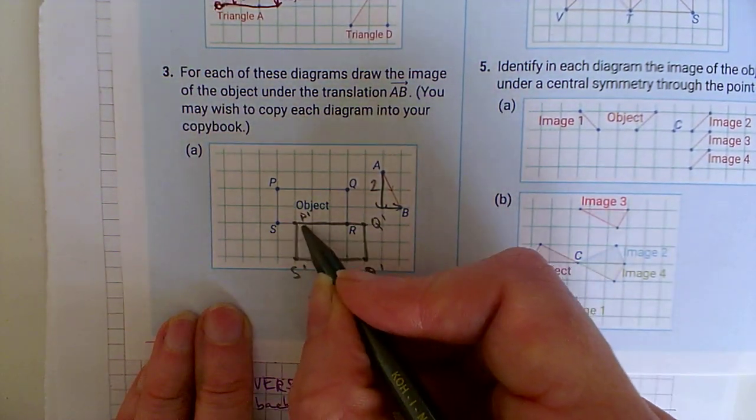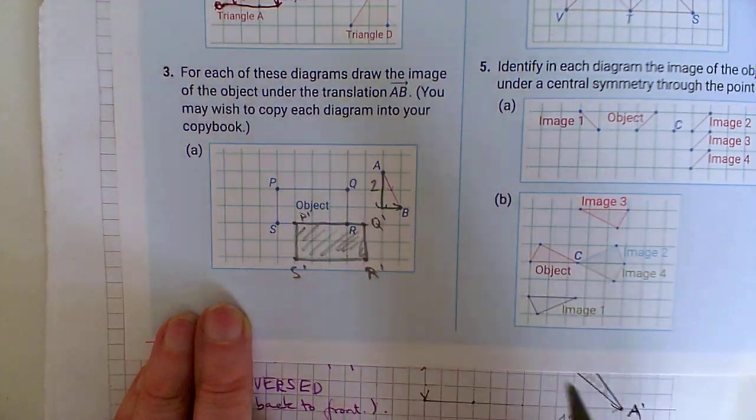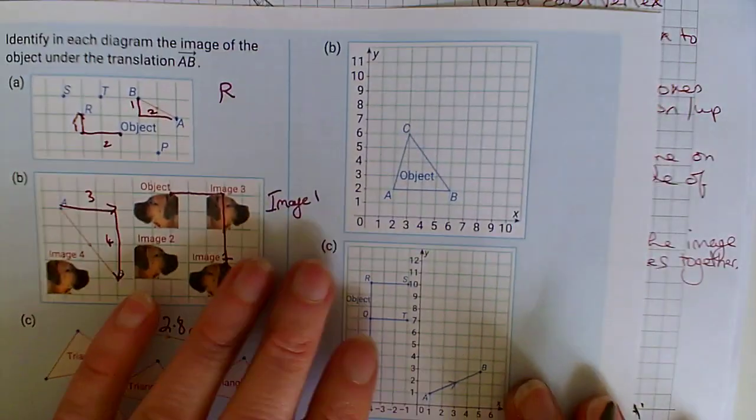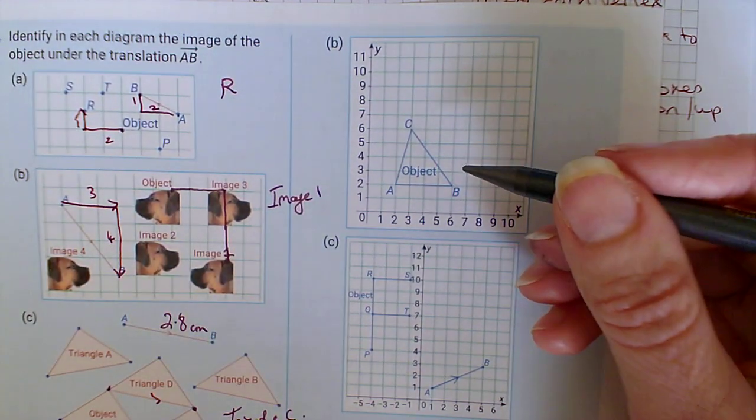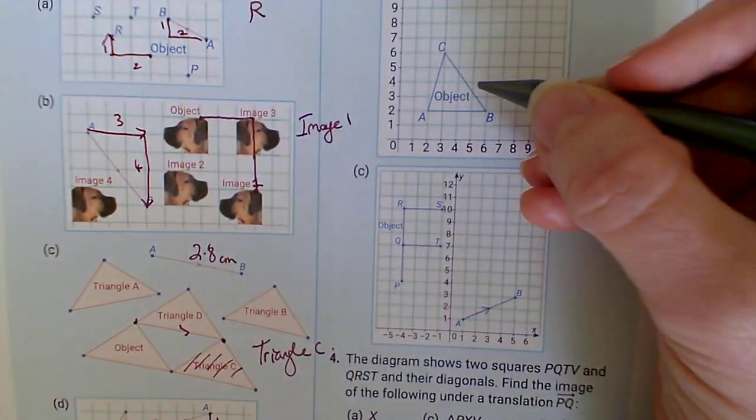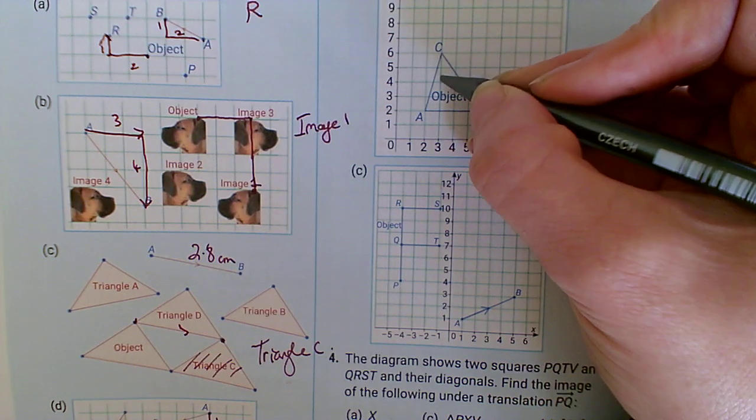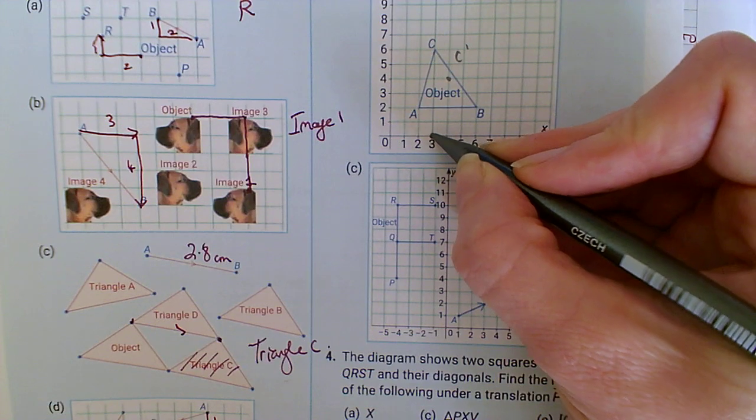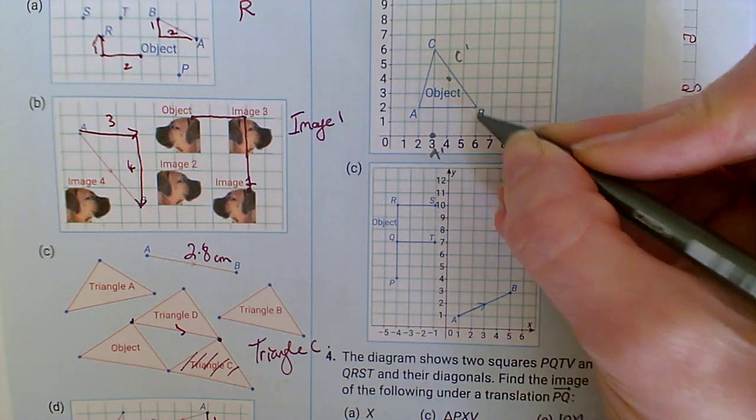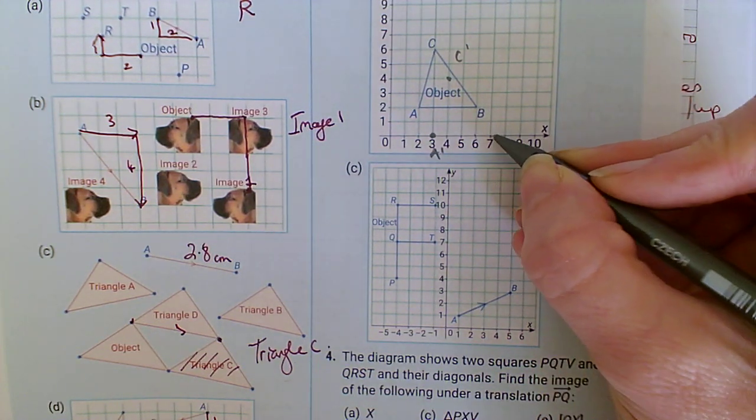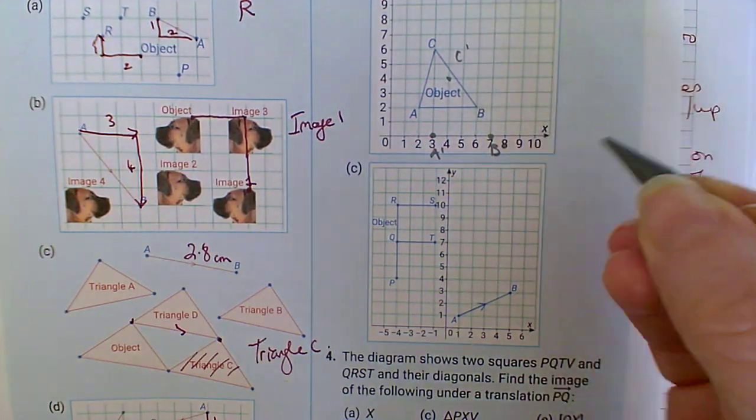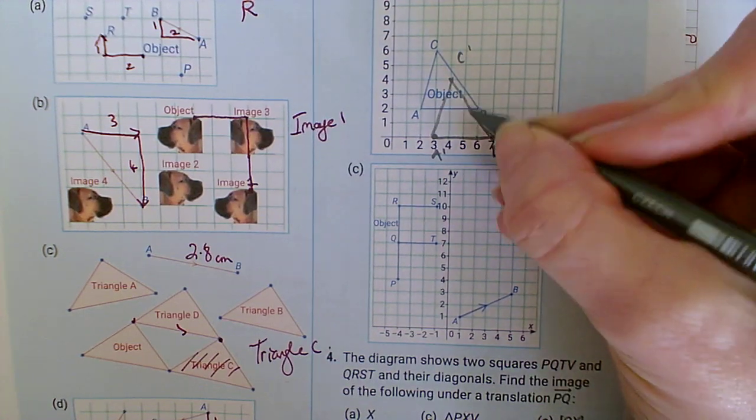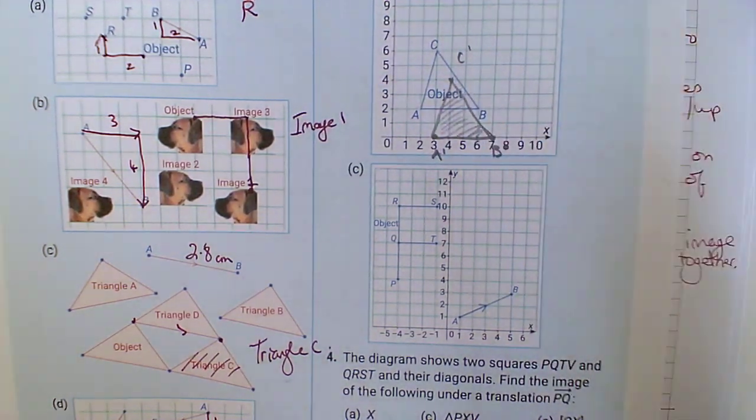It's actually stuck onto it. That's what the image looks like. Next one here, here's the object, and again, I need to go 2 boxes down and 1 box over. So for C, 2 boxes down, 1 box over. A, 2 boxes down, 1 box over. And B, 2 boxes down, 1 box over. And that is B prime. So objects and images can overlap like this. That's what the image looks like.